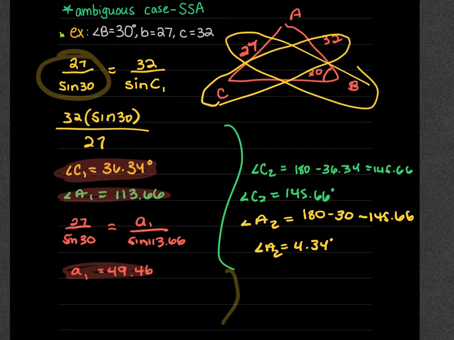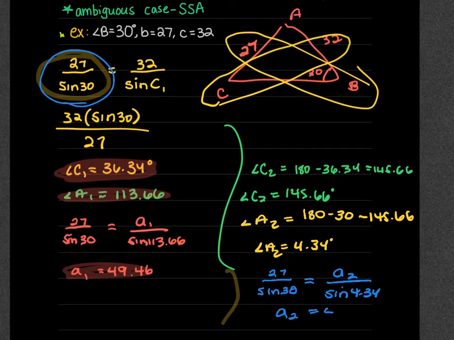If that was negative, then I rule out my second triangle, right? If it's positive like it is, I know there's a second triangle, which means I have one more step, and that is to find side A2. I'm still using the initial ratio that they gave me. 27 over the sine of 30 would equal A2 over the sine of 4.34. 27 times sine of 4.34 divided by the sine of 30, and I get A2 is 4.09.